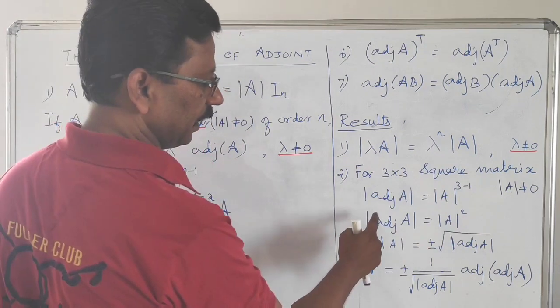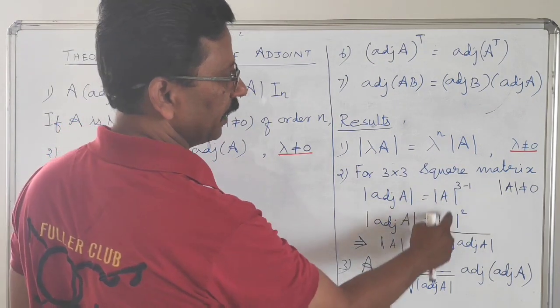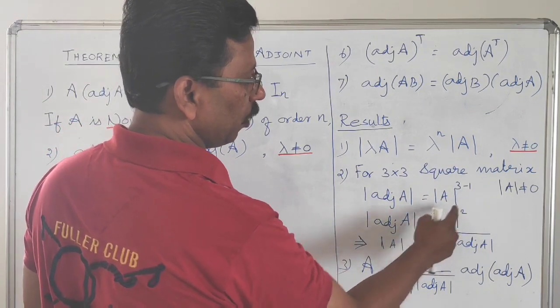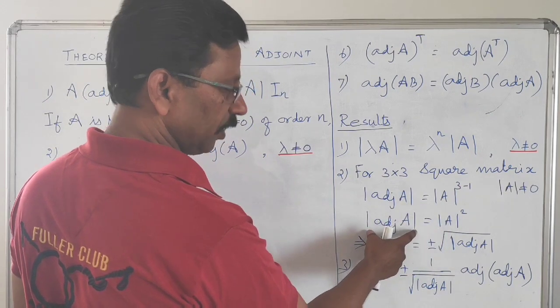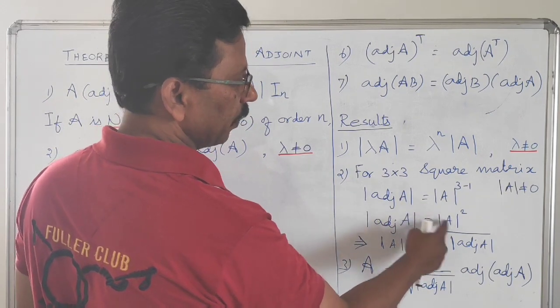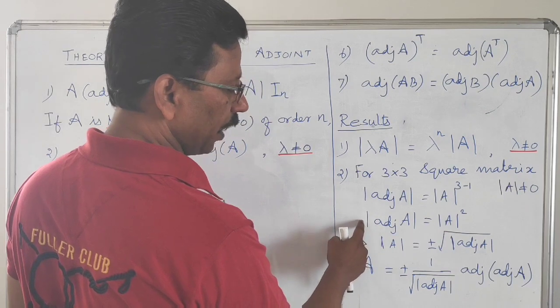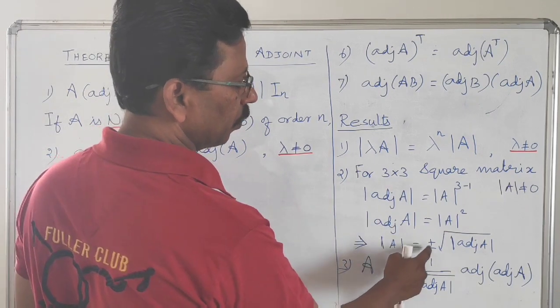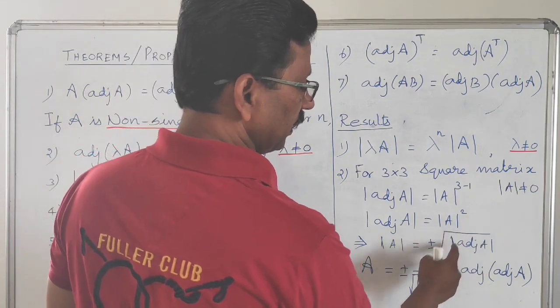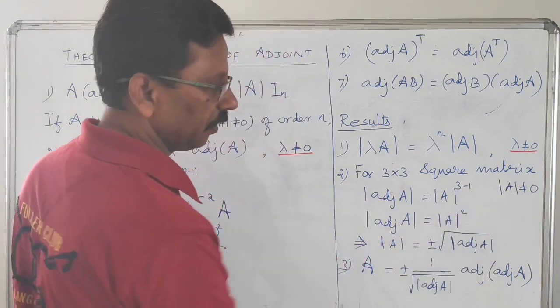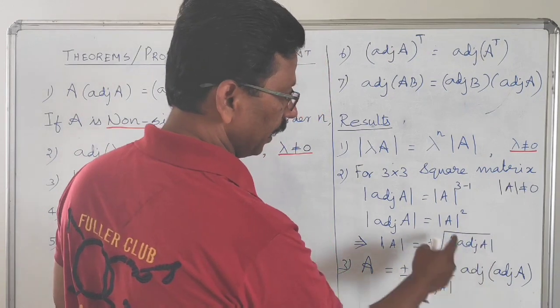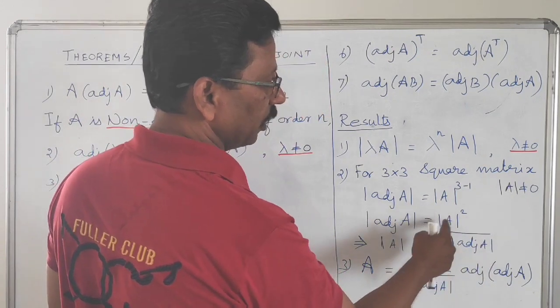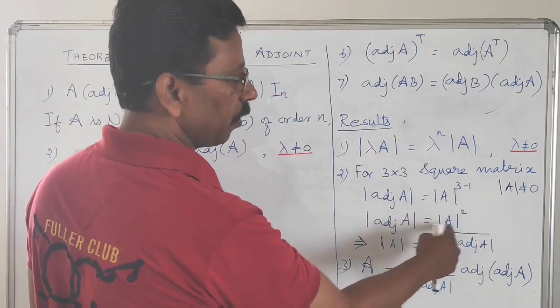Then again we can say determinant of adjoint A is equal to determinant A whole square. Now determinant A whole square is equal to determinant of adjoint A. Hence if we want to find determinant A, we can take the square root of this determinant of adjoint A. Therefore determinant A is equal to plus or minus root of determinant of adjoint A. Here this determinant of adjoint A is a positive quantity because it is equal to determinant A whole square, which is a positive number.